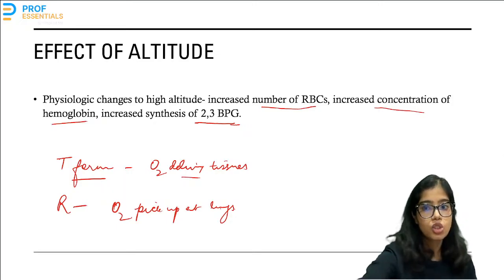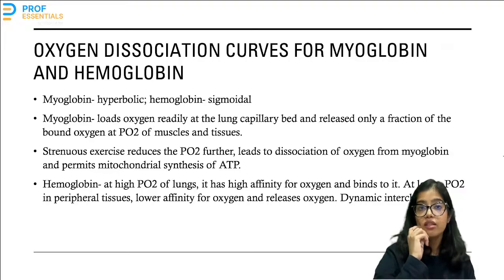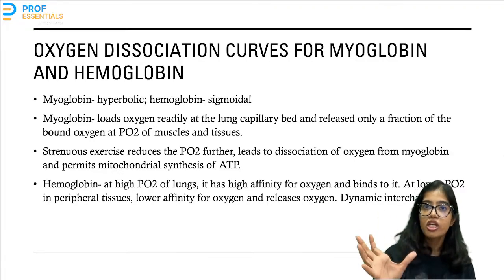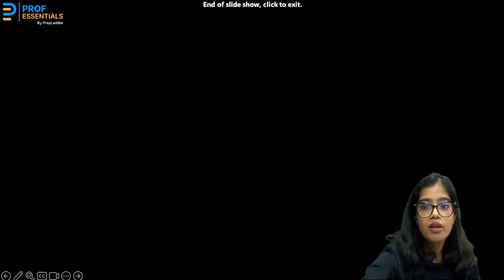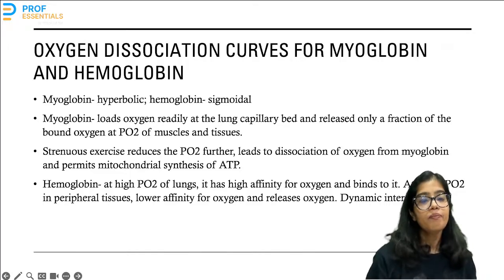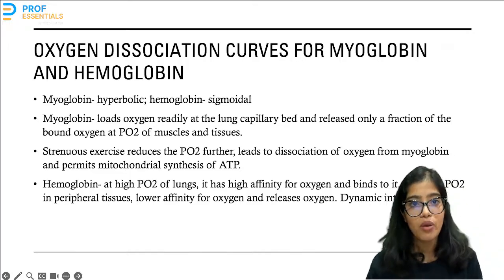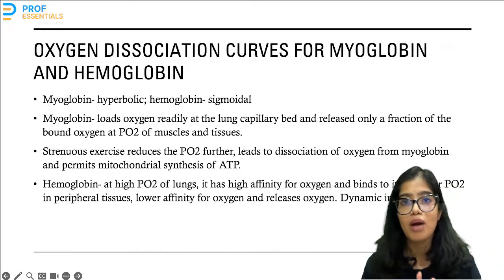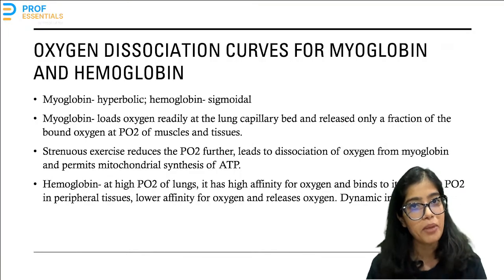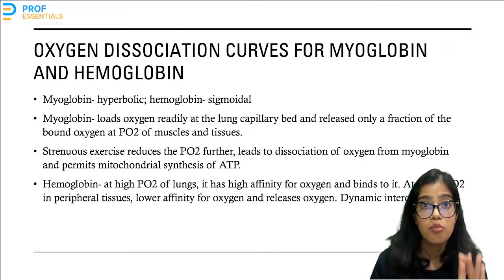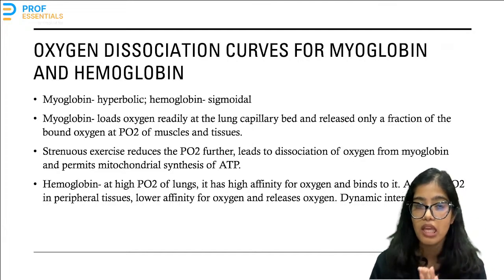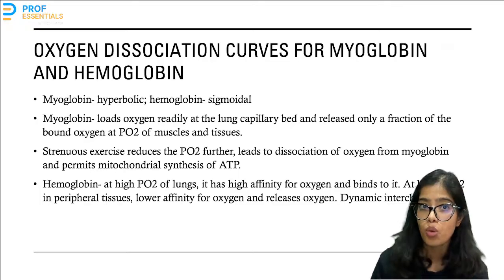So this is in short. Next, the oxyhemoglobin dissociation curves and the oxymyoglobin dissociation curves. These are also extremely important. Now if you see, the molecule of myoglobin is not dynamic compared to the molecule of hemoglobin. One very important reason for that is hemoglobin is a tetramer, whereas myoglobin is a monomer.